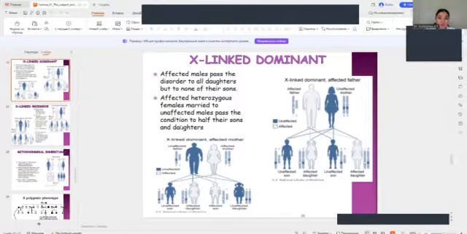X-linked dominant inheritance. Affected males pass the disorder to all daughters, but to none of their sons. Affected heterozygous females married to unaffected males pass the condition to half their sons and daughters. In this picture, you can see this example.